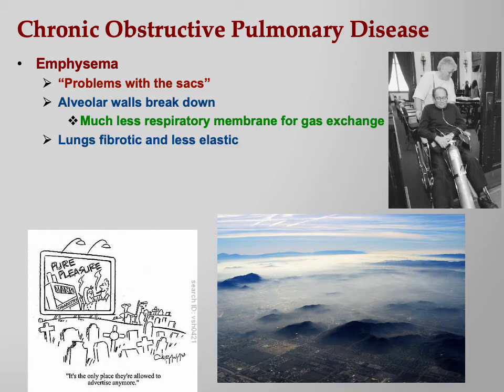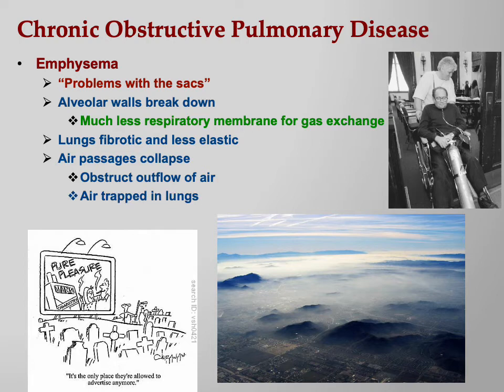Lungs become fibrotic and less elastic. I was mentioning this before. The alveolar sacs get stiff. You lose compliance. So they can't collapse and expand easily. They're stiff, so they only collapse and expand a little tiny bit. You're hardly moving any air in and out. Air passages collapse as well, obstruct the outflow of air. Air ends up getting trapped in your lungs. This is not a happy situation.